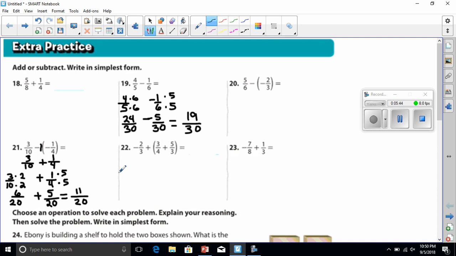Sounds like a good time to put our code word in. I'm going to go ahead and put the code word in. It is smart water.